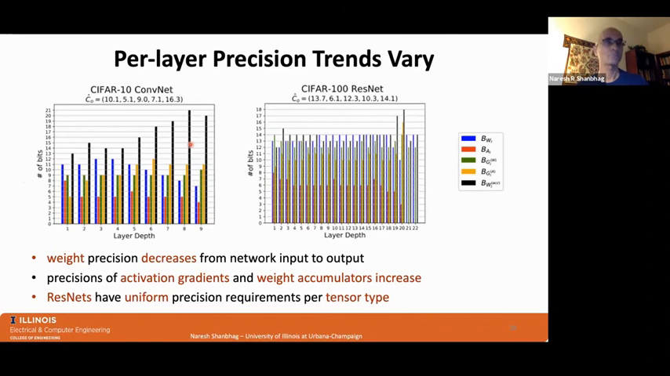Then, of course, the per layer precision trends can also be talked about. Weight precision decreases from input to the output. We saw that earlier. The precision of gradients, activation gradients, and weight accumulators increase from the input to the output. So that's an opposite trend to what we would see for weights and activations in the forward path. In the reverse path, we see an opposite trend.